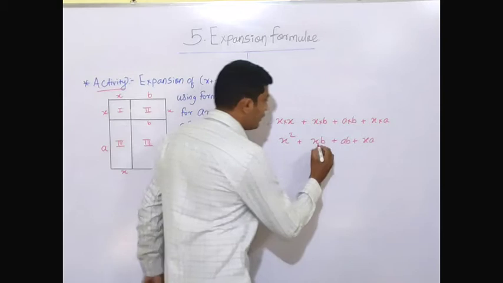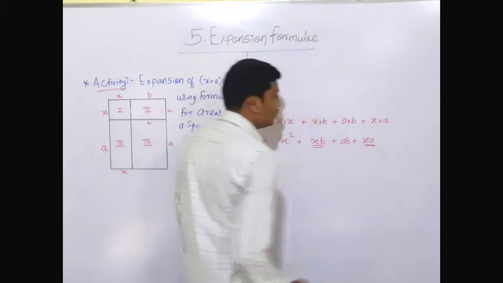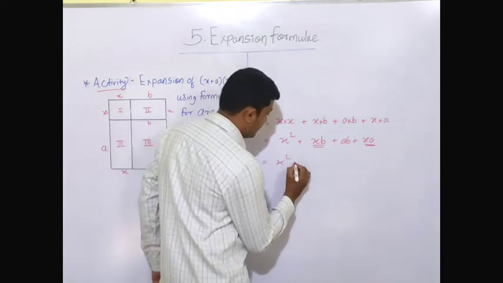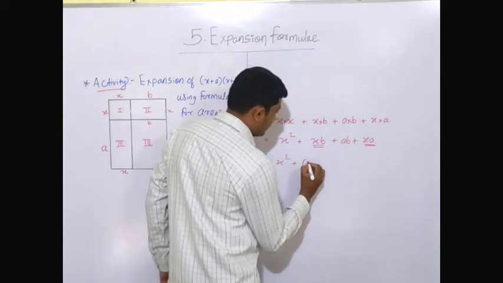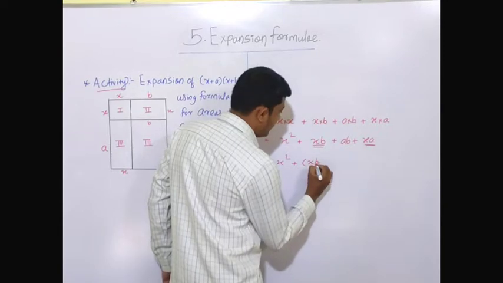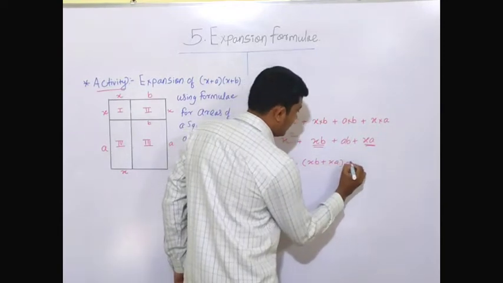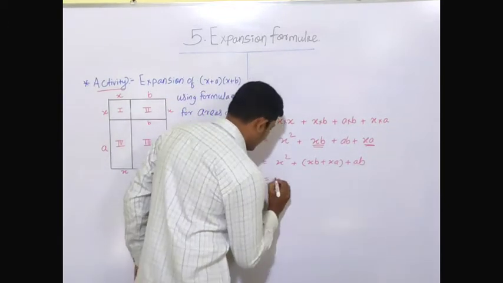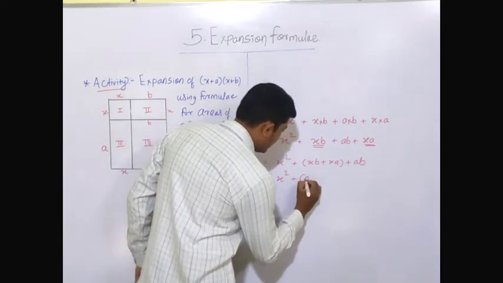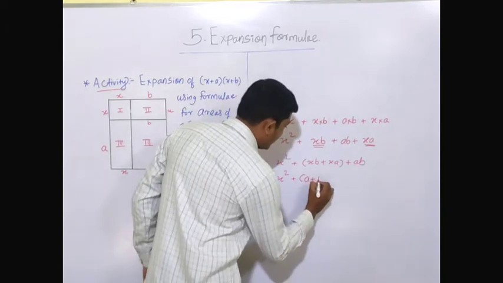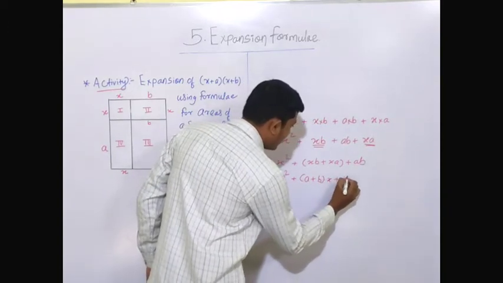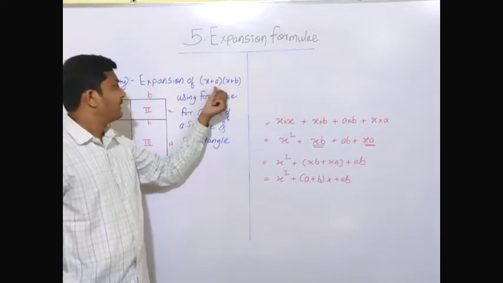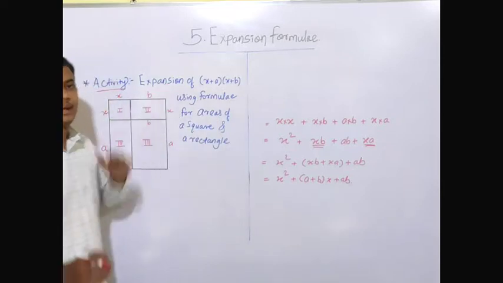Now in this term here, what? x and here x. We can take x as common. Therefore x square plus xb plus xa plus ab. If we take x common, what do we get here? x square plus (a plus b) into x plus ab. This is the expansion formula for (x plus a) into (x plus b) with the help of the activity.